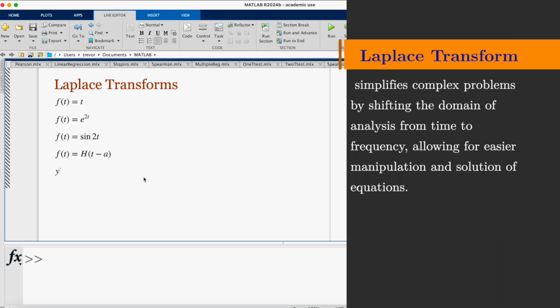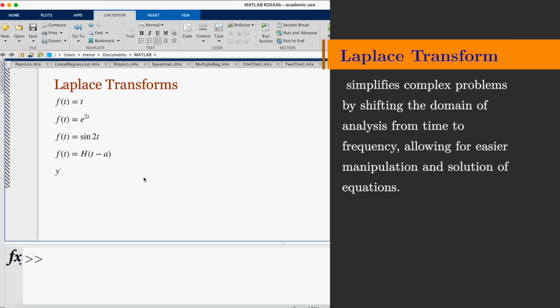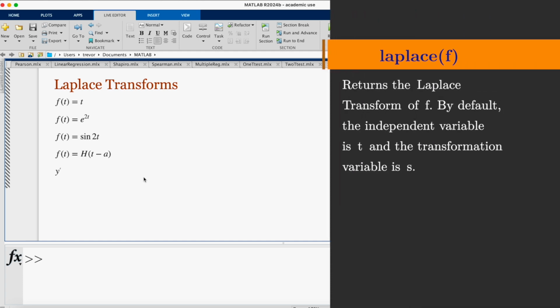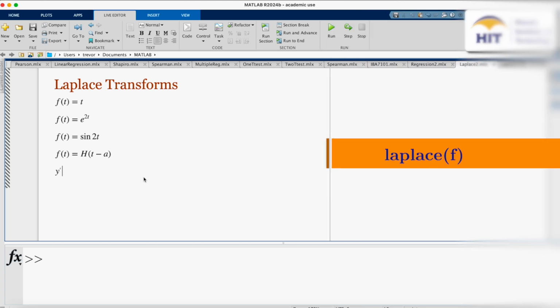The Laplace transform simplifies complex problems by shifting the domain of analysis from time to frequency, and this allows easier manipulation and solution of equations. To find the Laplace transform using Matlab, the command that we use is laplace. Then we put the function inside parentheses, and this returns the Laplace transform of f. By default, the independent variable is t and the transformation variable is s.